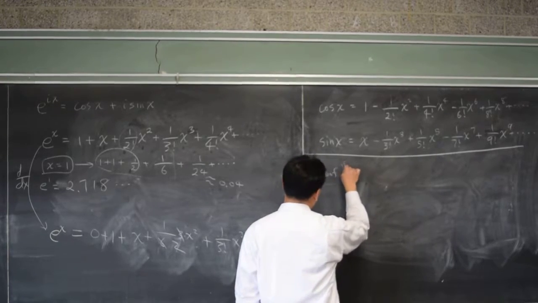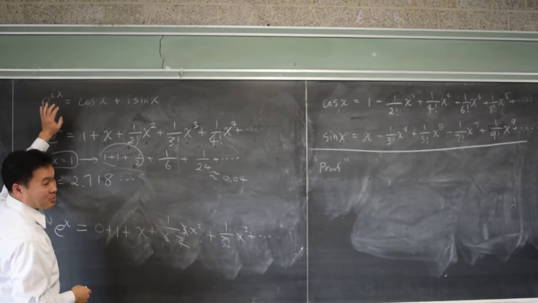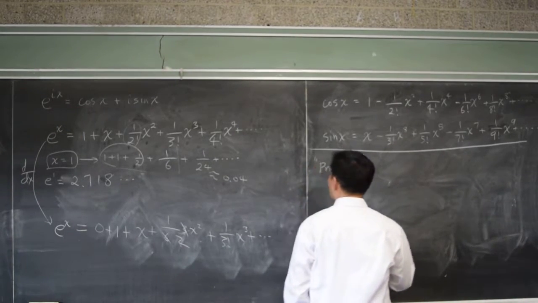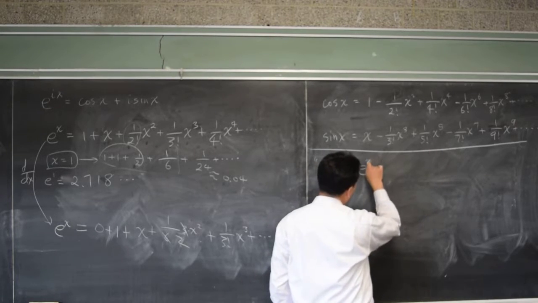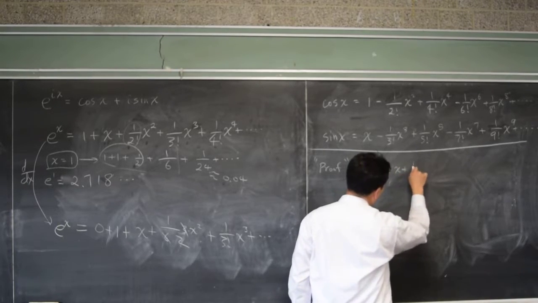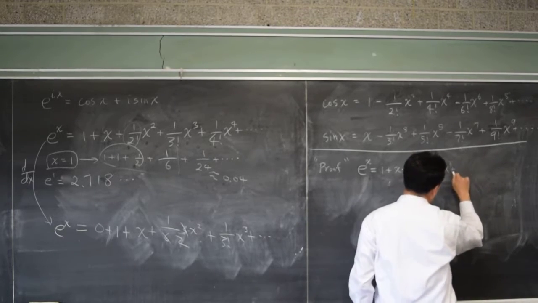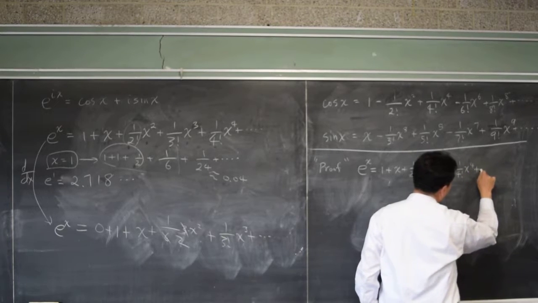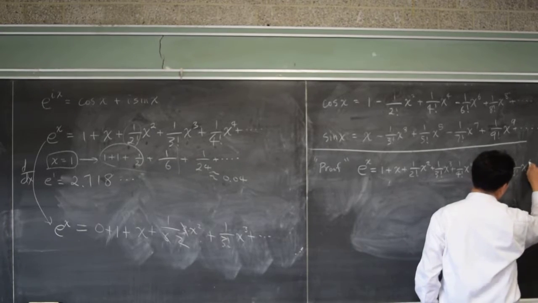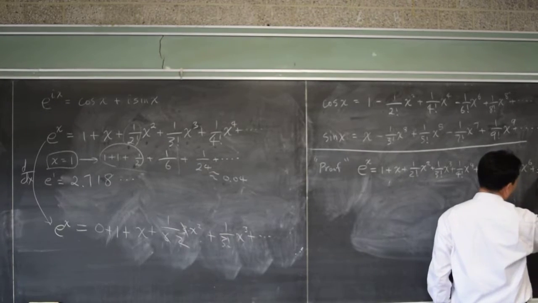In quotation marks, because really this left side is not defined, but I'm trying to say that this is the reasonable definition. All right, so first of all, e to the x is 1 plus x plus 1 over 2 factorial x squared plus 1 over 3 factorial x to the third plus 1 over 4 factorial x to the fourth plus 1 over 5 factorial x to the fifth plus 1 over 6 factorial x to the sixth. Okay, just one more. 1 over 7 factorial x to the 7th.